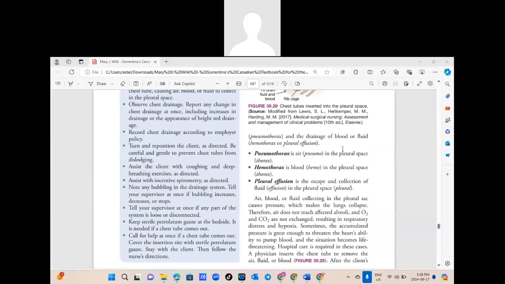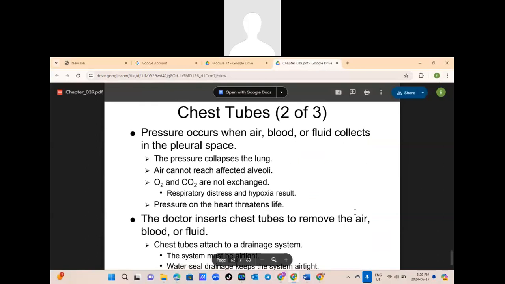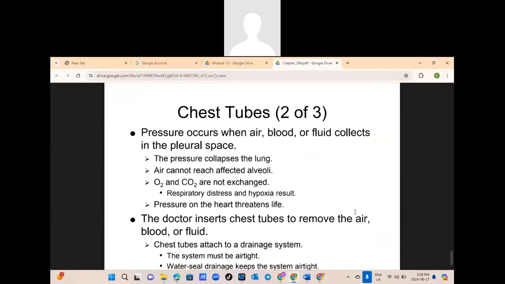So we also discuss the pneumothorax. When you say pneumo, there's air inside the pleural space; hemo, blood in the pleural space; and then water or fluid collection in the pleural space, which is the pleural effusion. So pressure occurs when air, blood, or fluid collects in the pleural space. The pressure collapses the lung.